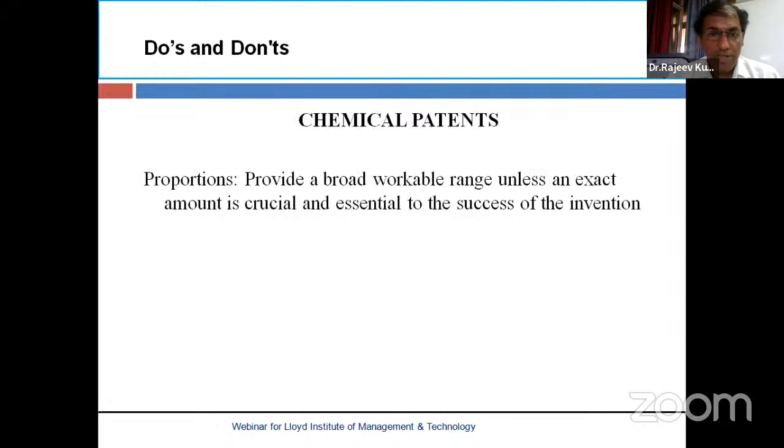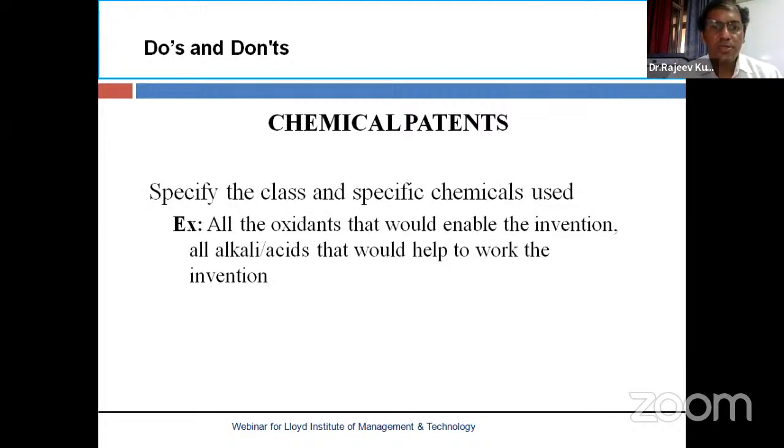And the proportions are very important here when you are working with different chemicals. So you should be providing a broad range of chemicals. जैसे आपने बोला कि इस reaction को हमने pH 4 से 5 के बीच में कर सकते हैं, 4 से 6 के बीच में कर सकते हैं, rather than by saying exactly the pH in which you are performing that reaction. So that way you are broadening the scope of your invention. So all the oxidants, specify the class and specific chemicals used.